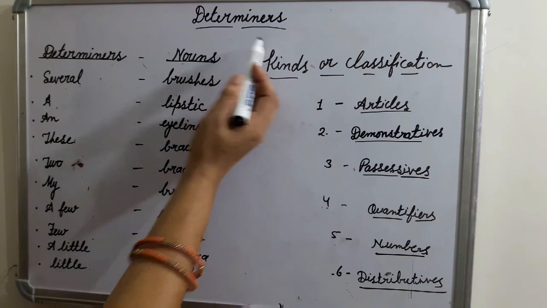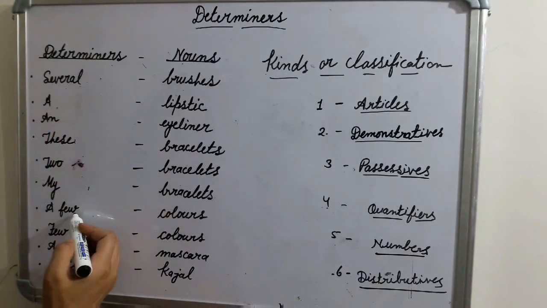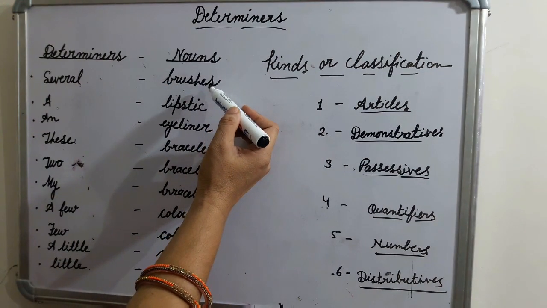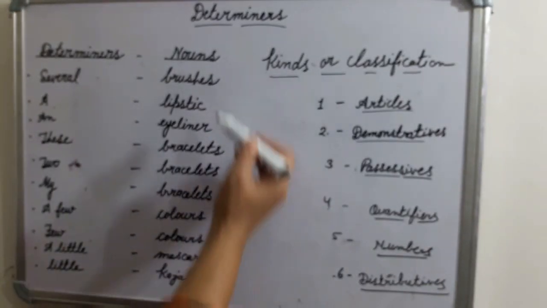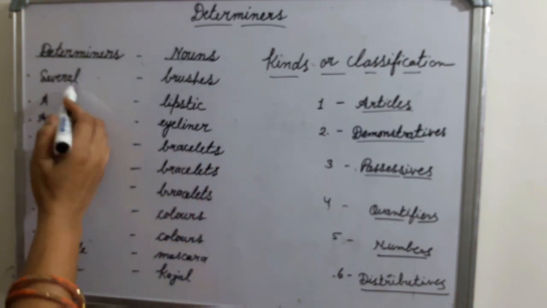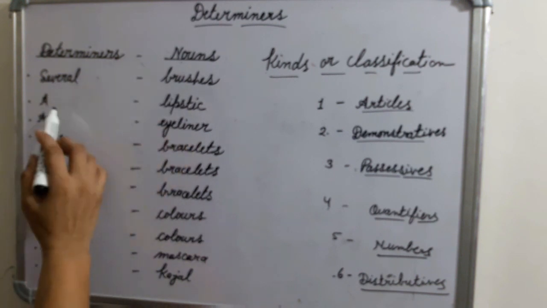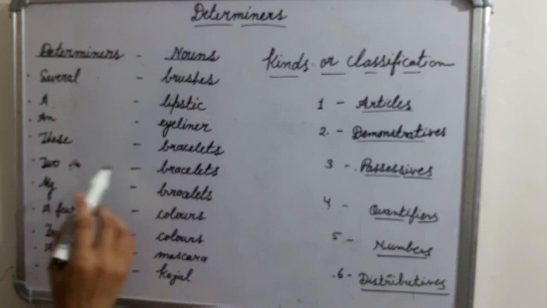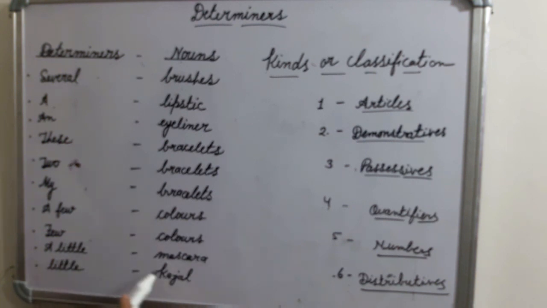Determiners. I have written down all the determiners that Sania has used before nouns, means all the makeup items. Names of all the makeup items are nouns and these are determiners. Several brushes, a lipstick, an eyeliner, these bracelets, two bracelets, my bracelets, a few colors, few colors, a little mascara, little kajal.